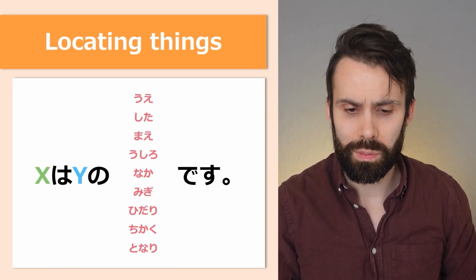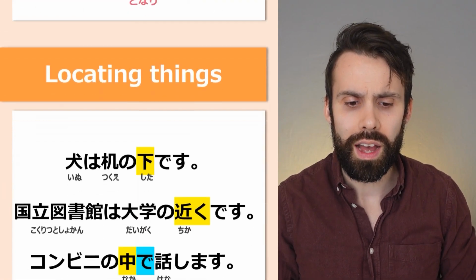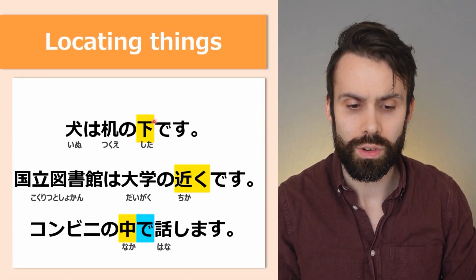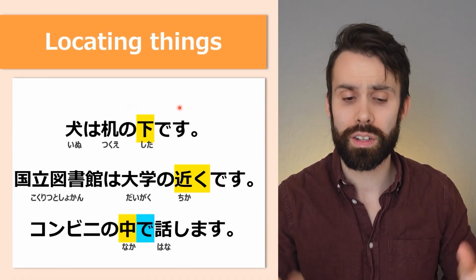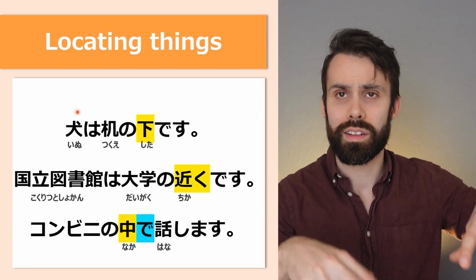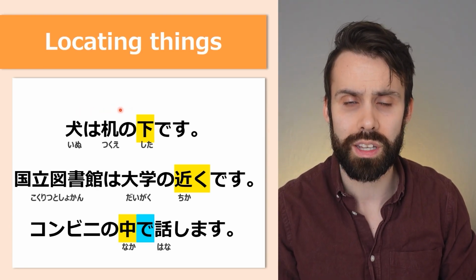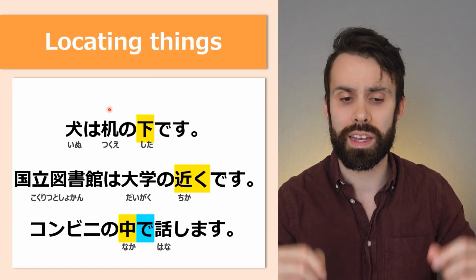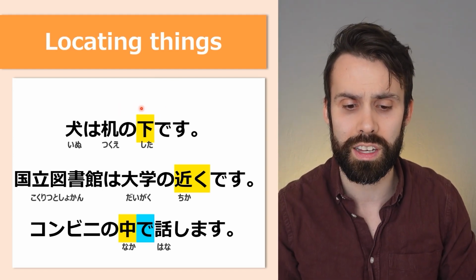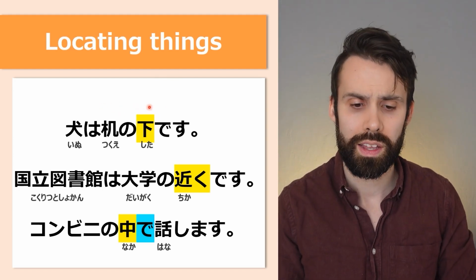But let's take a little bit of a closer look at this. So inu wa tsukue no shita desu. Inu is the dog, tsukue is the table, the desk, no shita desu. Tsukue no shita is below the desk. So inu wa tsukue no shita desu means the dog is below the desk or the table.